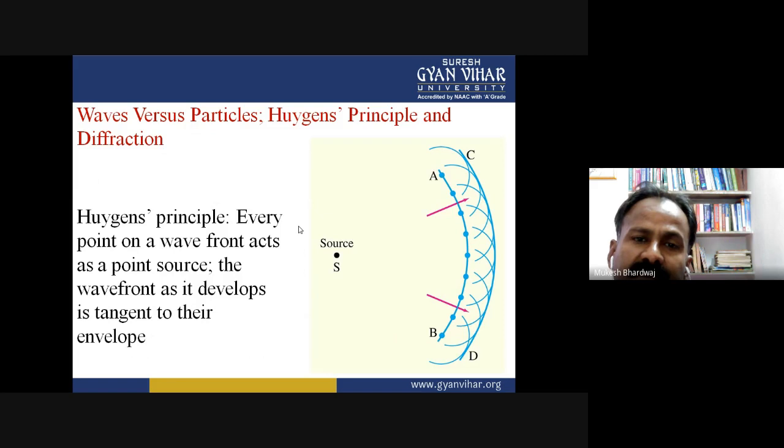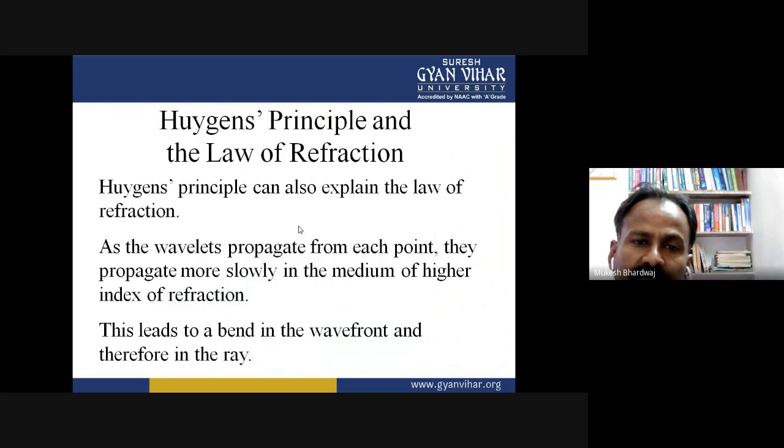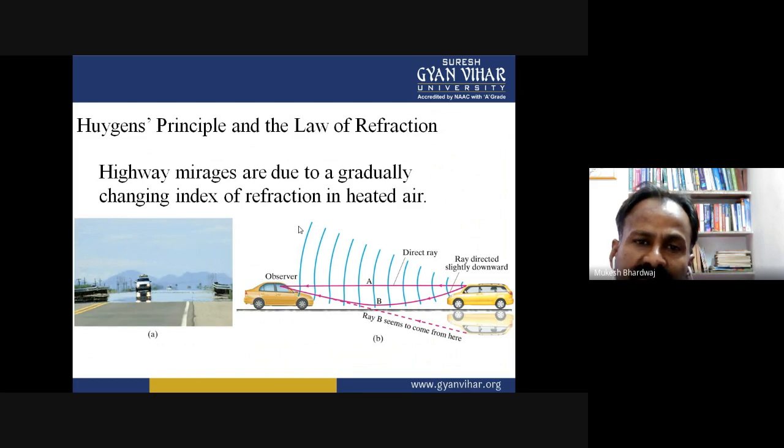So this is the wave versus particle nature, Huygens principle and diffraction we had seen. Huygens principle can now explain the law of refraction, which we had already covered. These are some pictorial representations. Why are mirages seen on sunny hot days? Highway mirages are due to a gradually changing index of refraction in heated air. So the mirage appears just due to the gradually changing index of refraction.